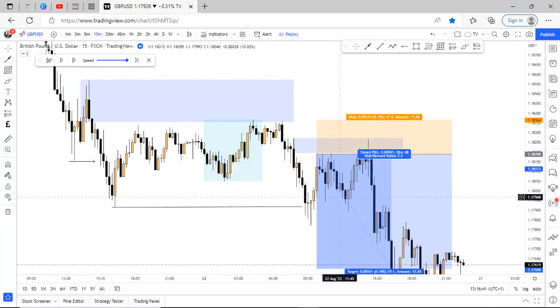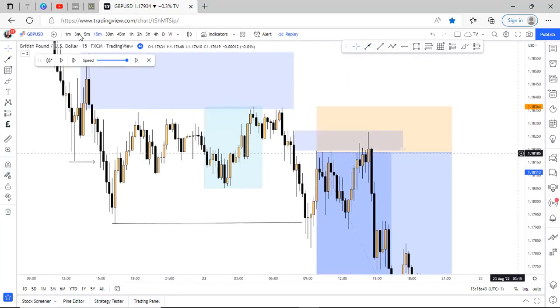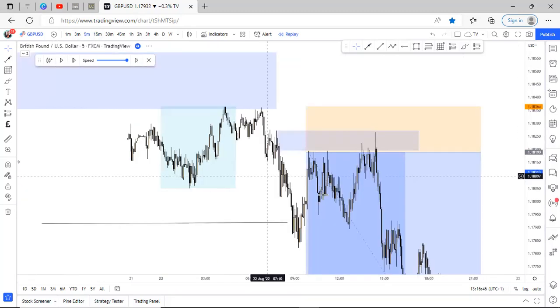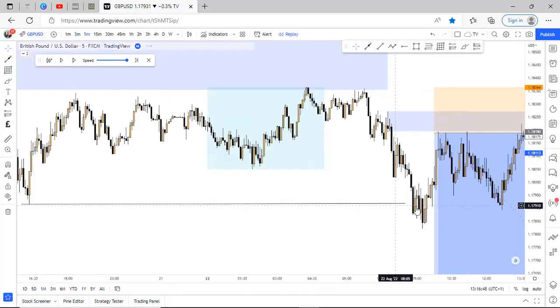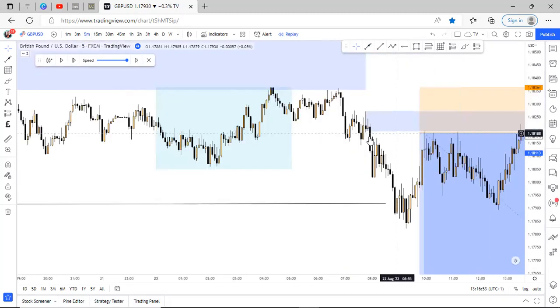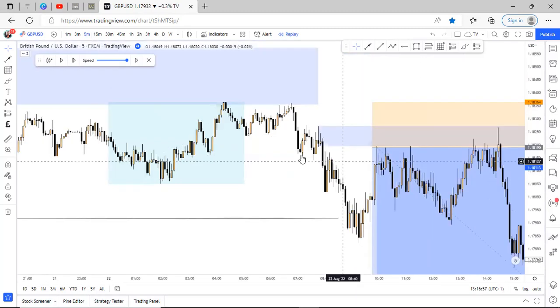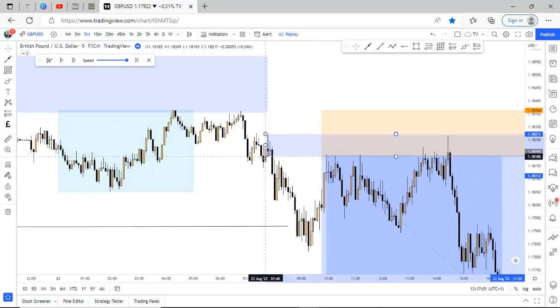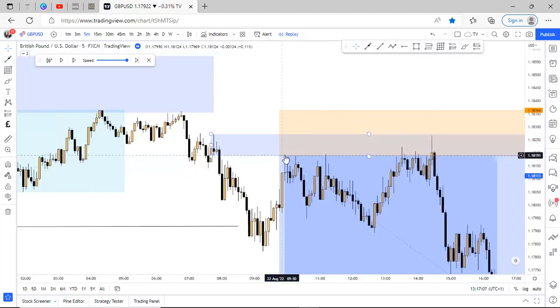price came back up, and we had a mitigation. Let's move to the 5 minutes time frame now. So on the 5 minutes time frame, you can see, like I always explain, whenever we have a break of structure, price will likely go back to mitigate the supply zone that has caused that break of structure. And as you can see on this 5 minutes time frame, we had this supply zone that was left unmitigated. Price came back into it, and that was how I got into a sell trade.